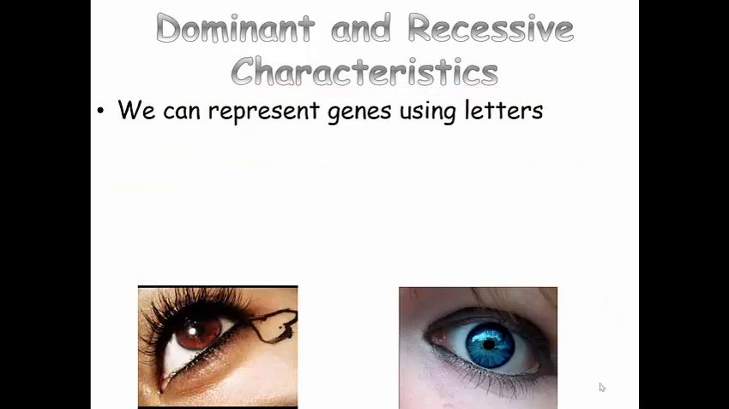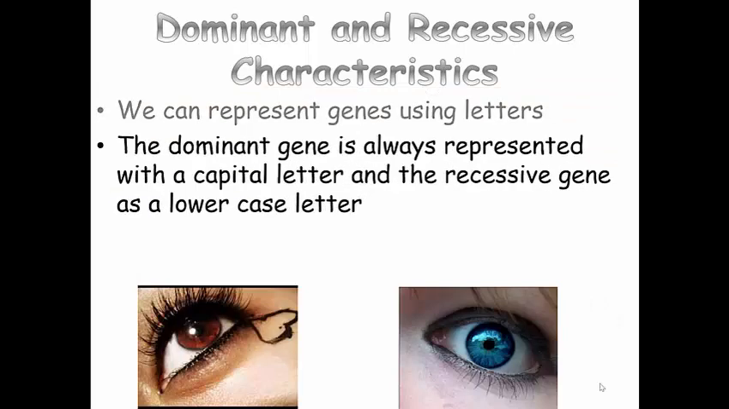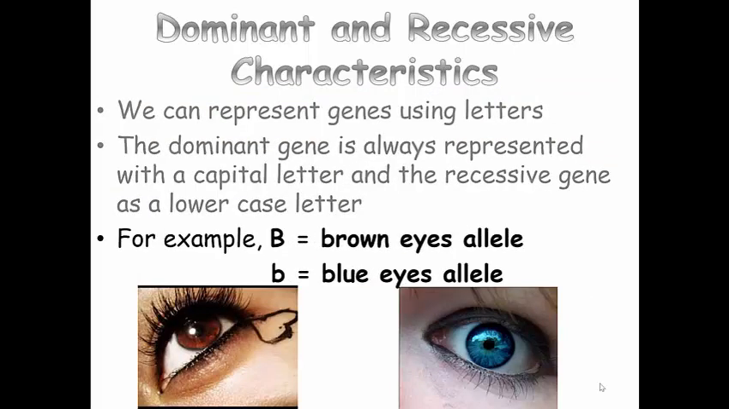We can represent genes using letters, and we're going to look a bit more in the future at how that works. So the dominant gene is always represented with a capital letter, and the recessive gene is always represented with a lowercase letter. And we've got the example there for eye colour.